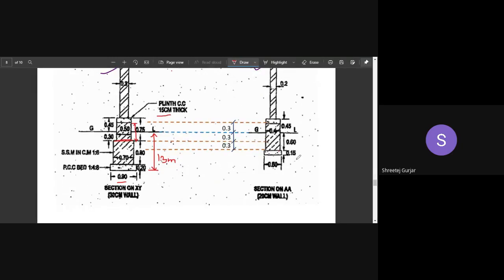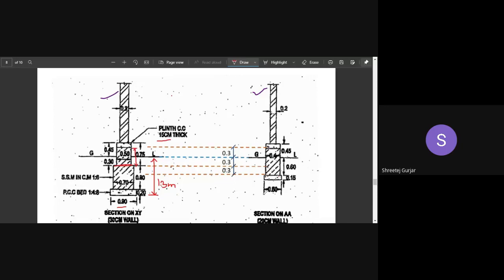So coming to the section in your 20 centimeter wall, you can see it is not the same, and it is not going to the same depth as your 30 centimeter wall. It is smaller. You can see it is not in steps. It is a single block.